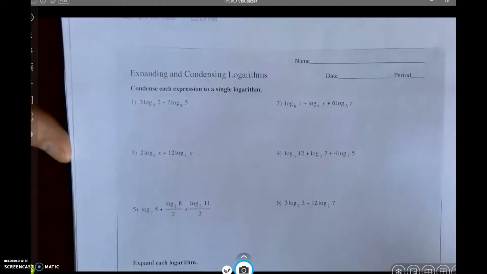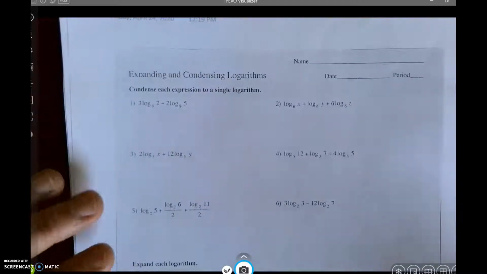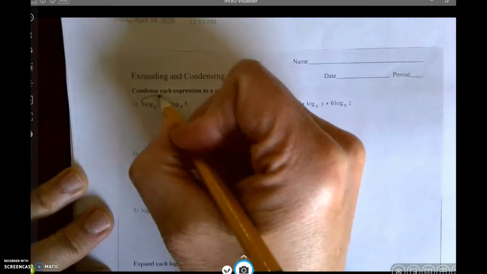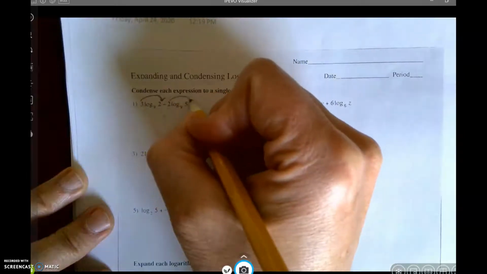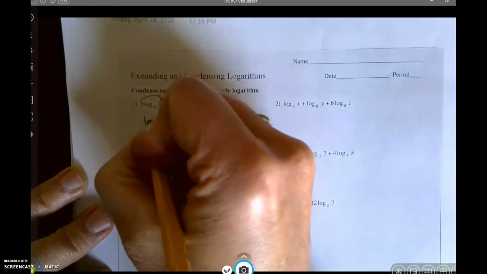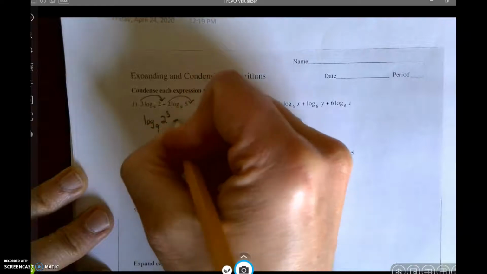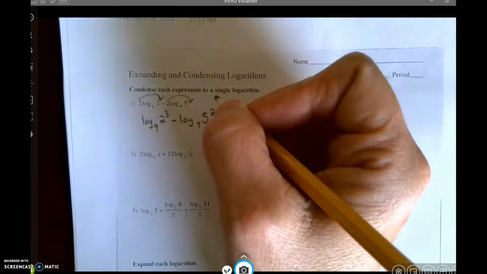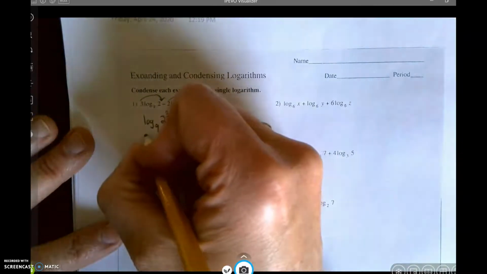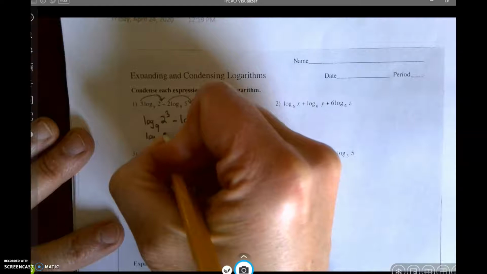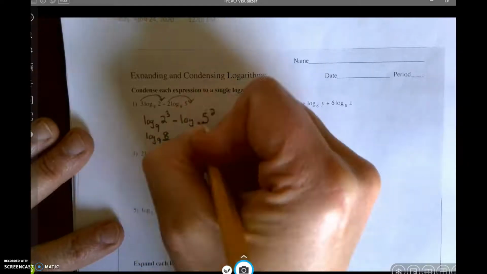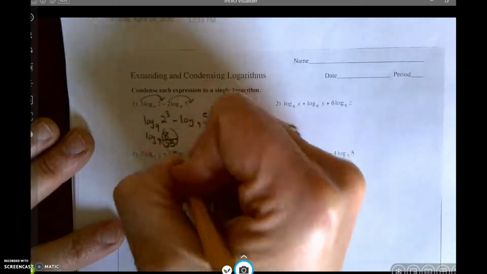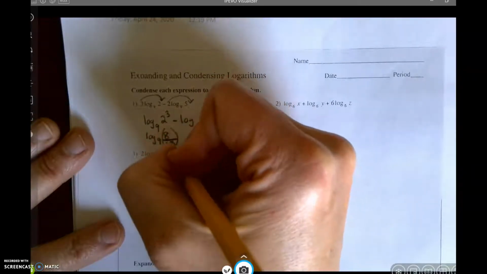So here are 12 problems on expanding and condensing. This one is expanded, so we need to condense it. This 3 is going to get moved here to be an exponent, and this 2 is going to get moved there to be an exponent. So we get log base 9 of 2 cubed minus log base 9 of 5 squared. And so then I get log base 9 of 8 divided by 25, because 2 cubed is 8, 5 squared is 25, and the minus gives me division.